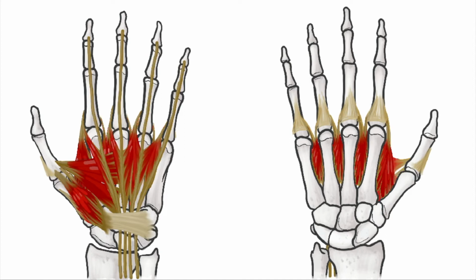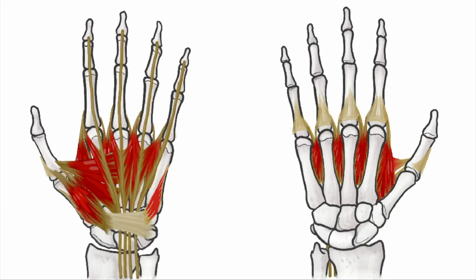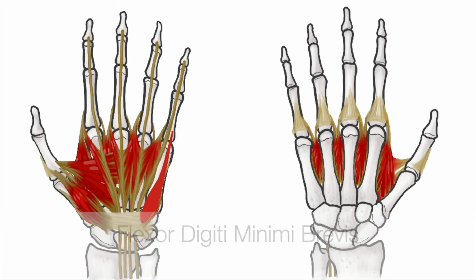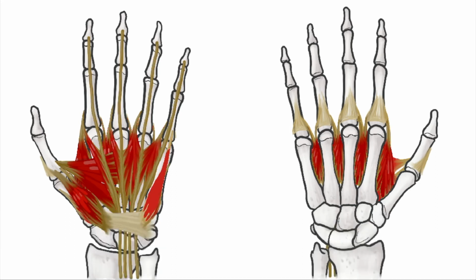And finally, we will look at the hypothenar muscles. Opponens digiti minimi arises from the hook of the hamate and the flexor retinaculum. It inserts into the medial aspect of the fifth metacarpal. Flexor digiti minimi brevis also arises from the hook of the hamate and the flexor retinaculum, but it inserts into the proximal phalanx of the fifth finger.